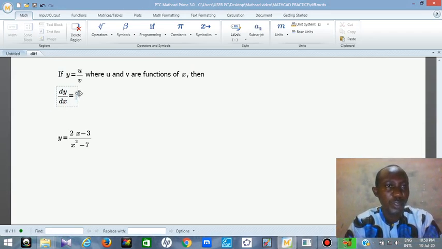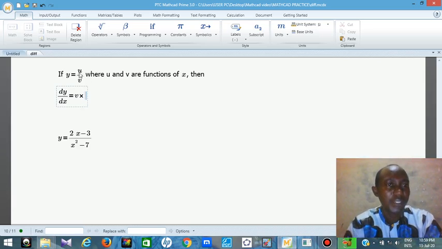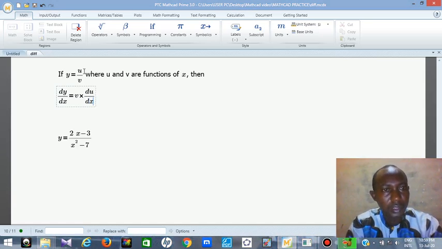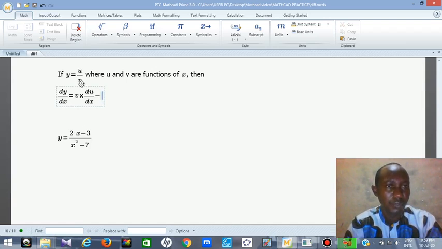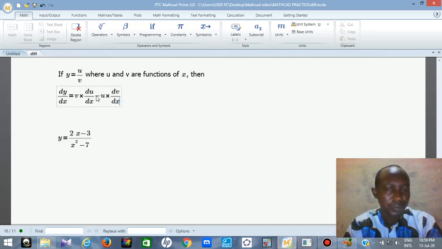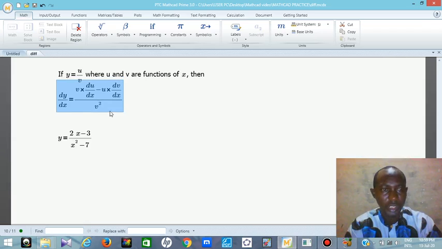dy/dx is now going to be, unlike product rule where you pick the first function u before v, this time around you pick v first, then you multiply it by the differentiation of the numerator, which is du/dx. Then you subtract. It's always subtraction in quotient rule. v du/dx, then minus u multiplied by dv/dx. Then you are not stopping here. Then divide it by v squared.